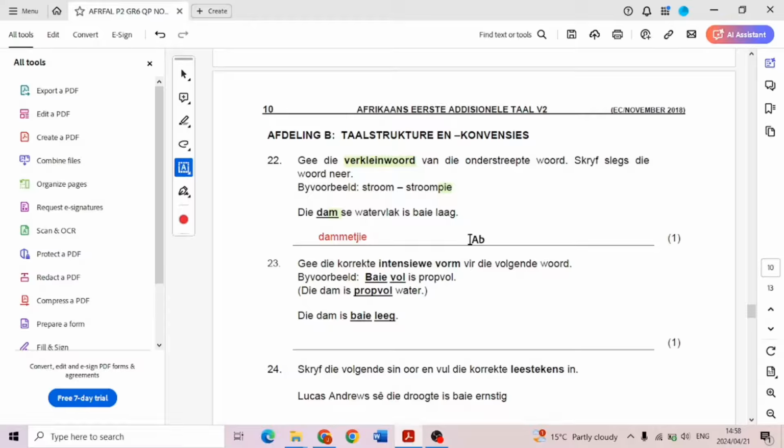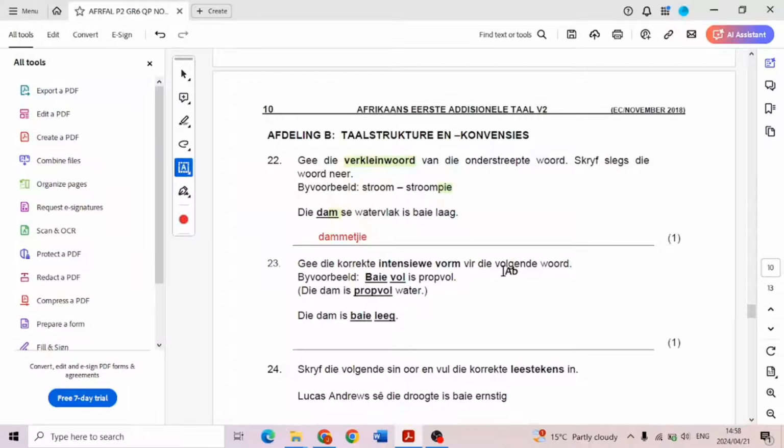Okay. The next one, gee die korrekte intensiewe vorm vir die volgende woord. So intensive vorm is also one of those things where you need to take a whole hour to study the most common ones. For Afrikaans first additional language, they'll ask the ones that are more common. So you don't have to study everything that's there. But for example vol, leeg, which is full and empty, bright, not bright, all the colors, particularly yellow, they love to ask, green, they love to ask, fat, thin, hot, cold, all the stuff, they would probably ask a question like this.